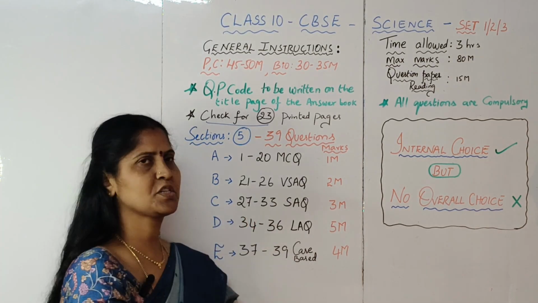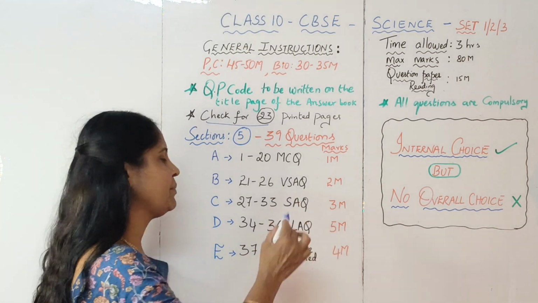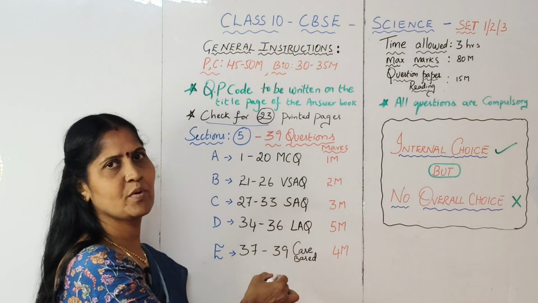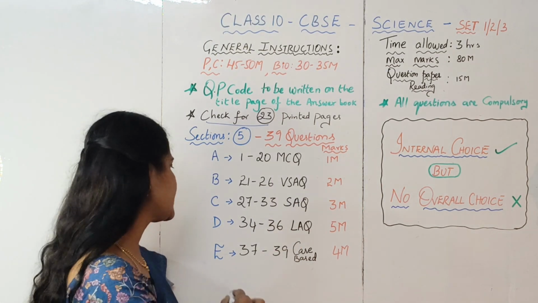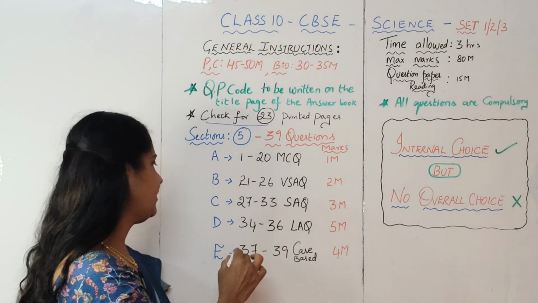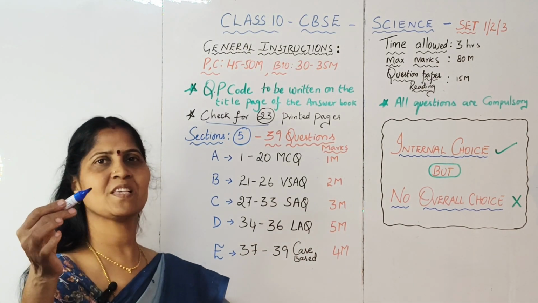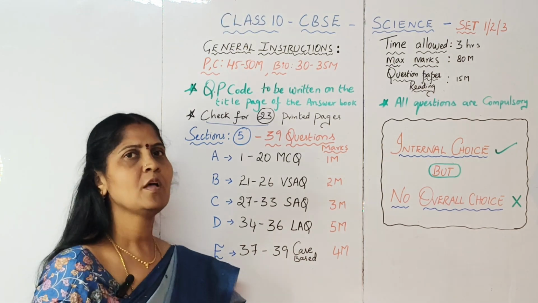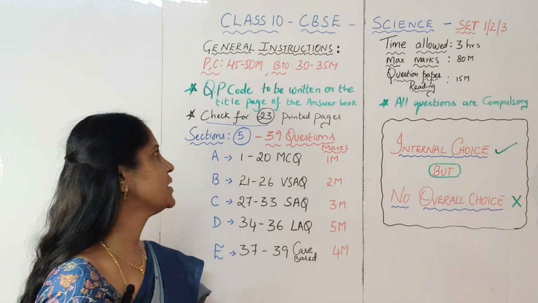Next is section C, questions 27 to 33, short answer questions, which will be for 3 marks. And then there will be section D, questions 34 to 36, which are the essay type or long answer questions, which will be for 5 marks. And section E will have questions 37 to 39, which will be source based or case based questions, which will be for 4 marks. So like this, the demarcation of marks will be there for different sections.